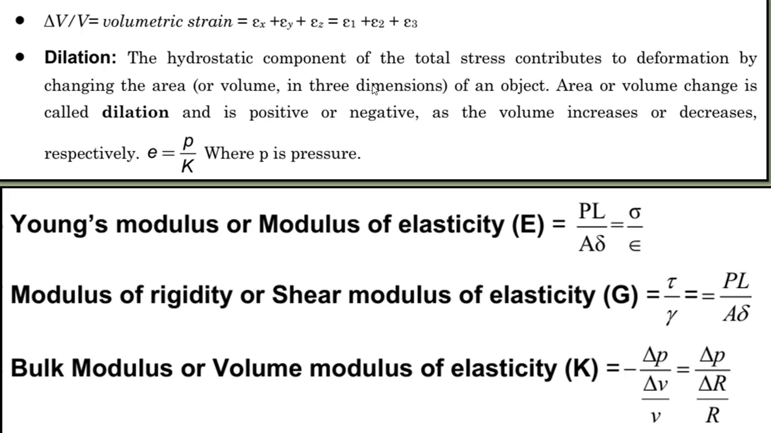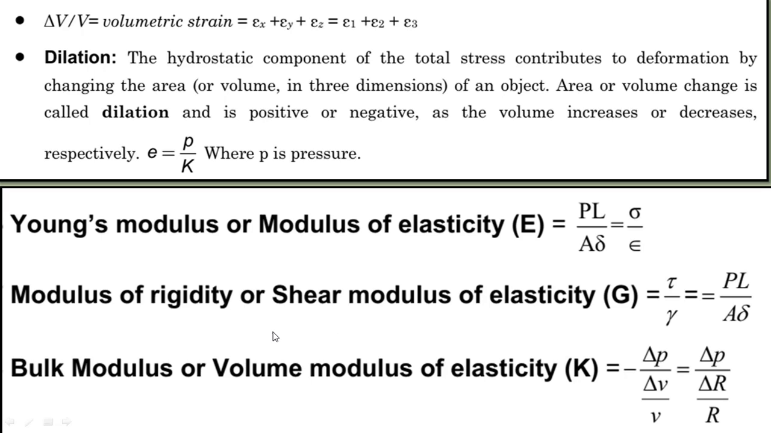So Young's modulus or modulus of elasticity is equal to PL by A delta, that is sigma divided by epsilon. So P by A is sigma, delta L by L is epsilon. So modulus of rigidity or shear modulus of elasticity, G, is equal to tau by shear strain, which is equal to PL divided by A delta. Bulk modulus or volumetric modulus of elasticity, K. So K is the volume modulus of elasticity.